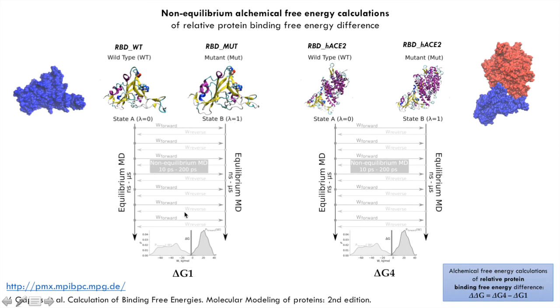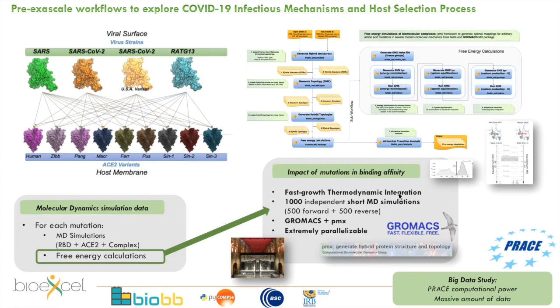And from all of these different short molecular dynamic simulations, we will start the work and we will get the intersection using Crooks' theorem. And we'll extract one of these delta G's, and once we have the 2 different delta G's, we can subtract them and obtain the relative protein binding free energy difference. All of this, which is really complex, is a complex workflow. We transformed it into 2 different pre-exascale workflows.